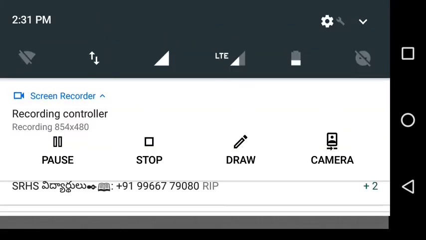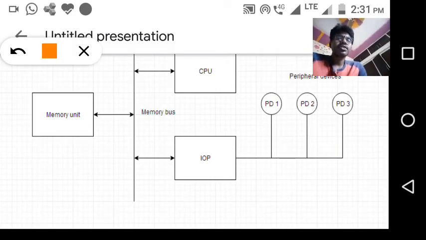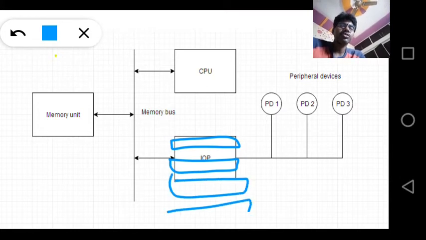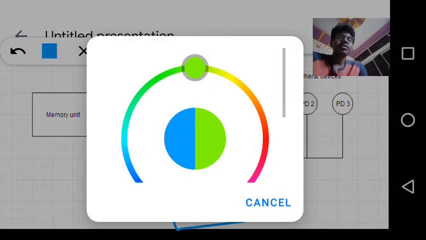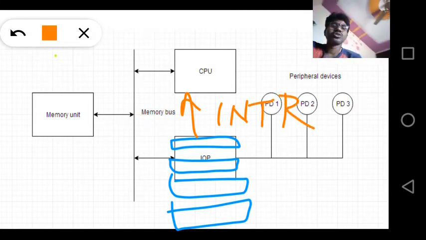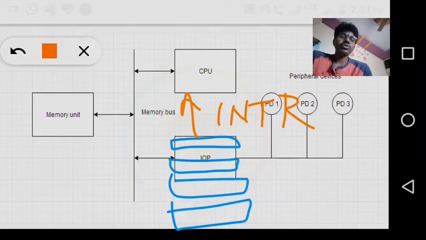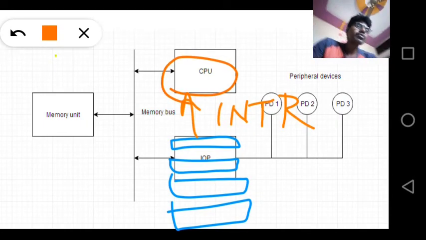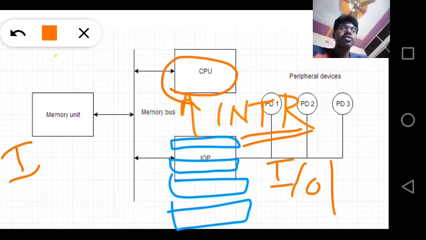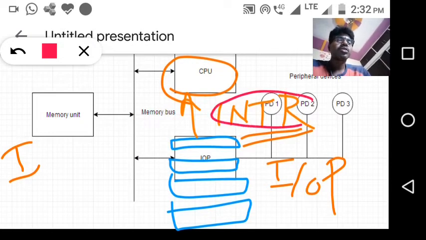So the processor, as I said earlier, if I have more than one IO processor, they generate interrupt requests to the CPU. So the communication between the IO processor and the CPU is through the concept called interrupt.